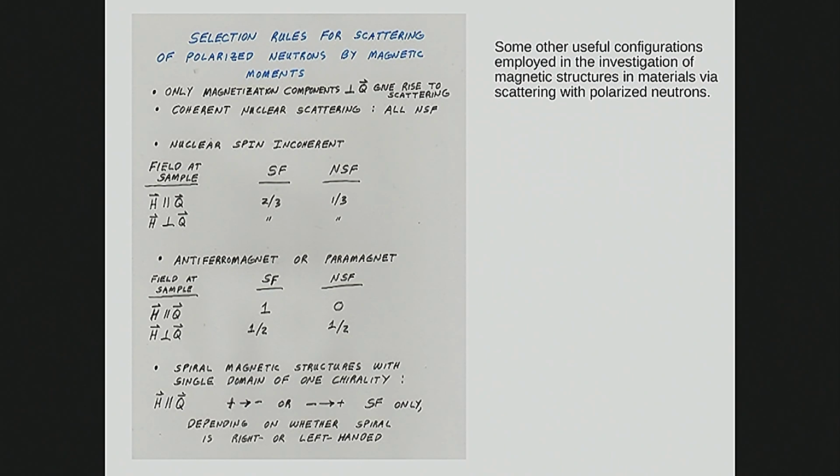And one thing I've neglected to say was that the neutron only scatters magnetically from components of the spin that are perpendicular to Q. If I have a magnetic moment along Q, zero scattering. But the fact that you don't see anything tells you it's along Q, if you know there are magnetic moments there.